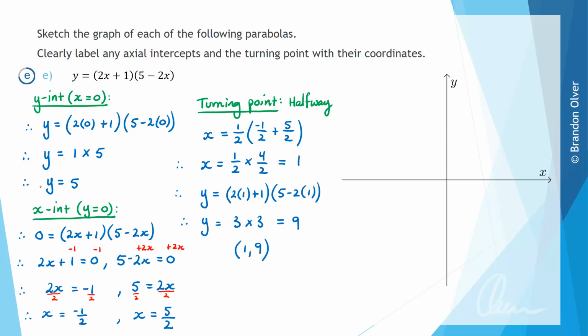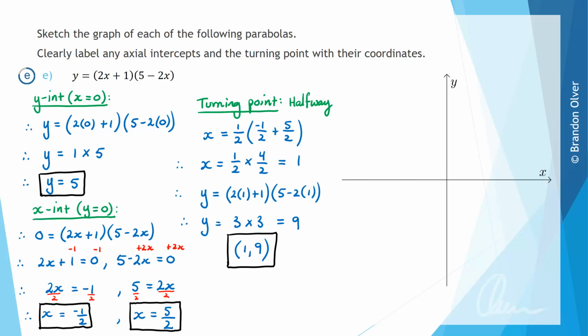So now we have the y-intercept, which is at 5, an x-intercept at minus a half, and an x-intercept at positive 5 on 2, as well as a turning point at 1, 9. We can use all of that information now to graph this parabola. So negative a half might be this position here for the x-intercept, and 5 on 2 would be about here. And you might like to think roughly about their decimals when you're placing them. So this is about negative 0.5, and this is out at 2.5.